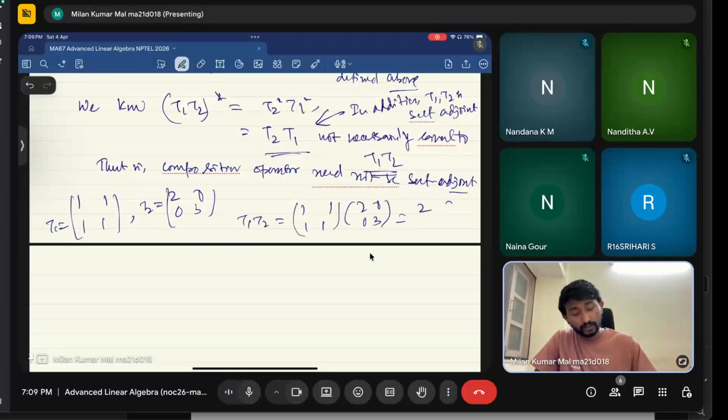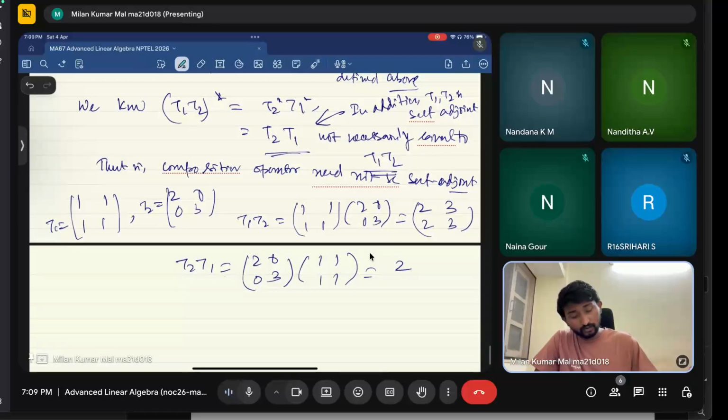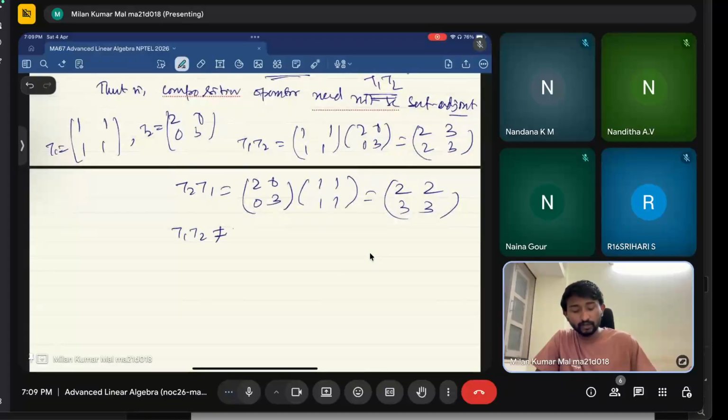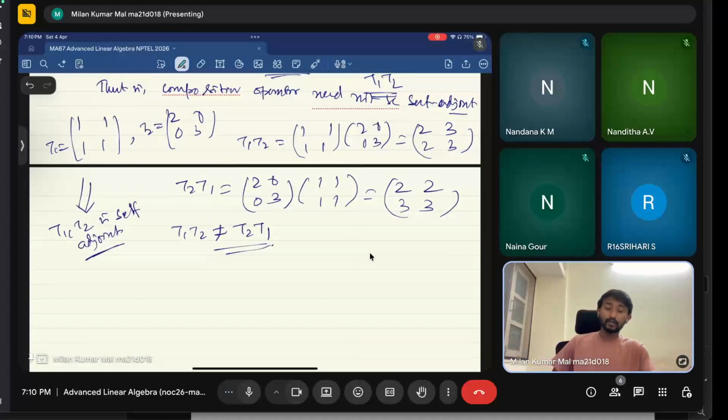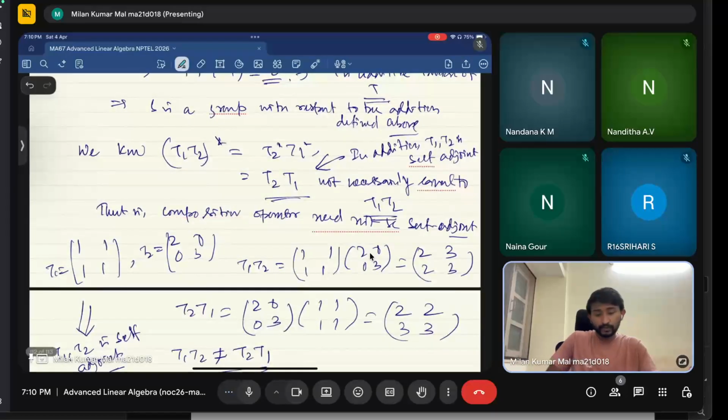This is 2. This is 3. This is 2. This is 3. And what is T2, T1? This is 2. This is 2. This is 3. This is 3. It is very much clear that T1, T2 is not equal to T2, T1. They are all self-adjoint. In fact, this is a real function, self-adjoint, right? So they are self-adjoint, but they do not commute. So whenever they do not commute, T1, T2 star need not be self-adjoint. Okay. So that means the last option is incorrect.